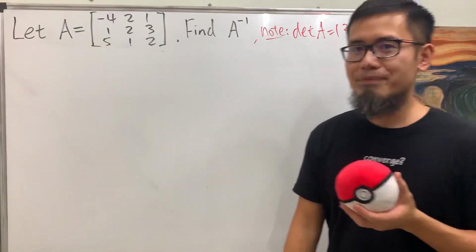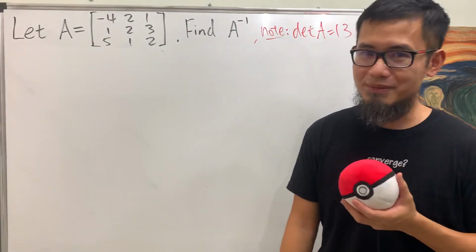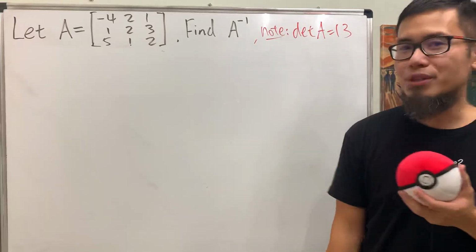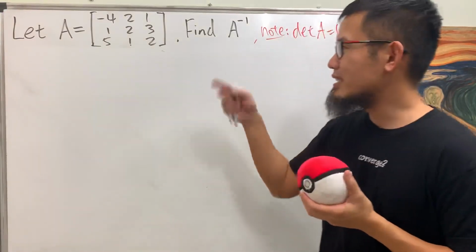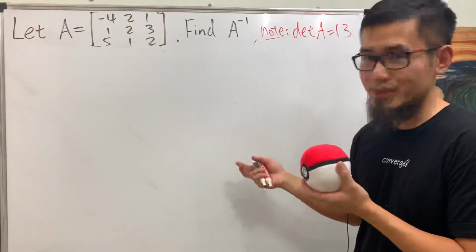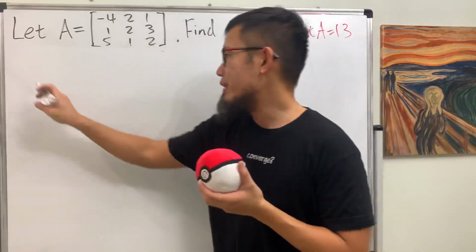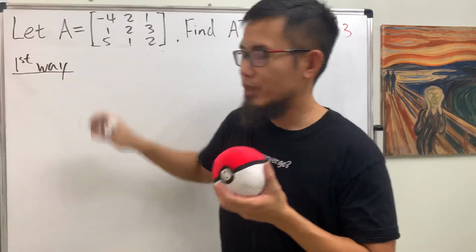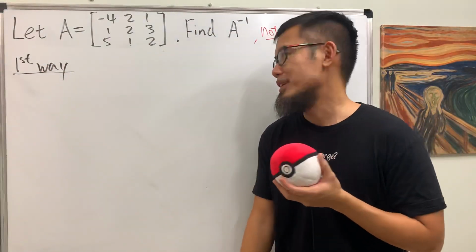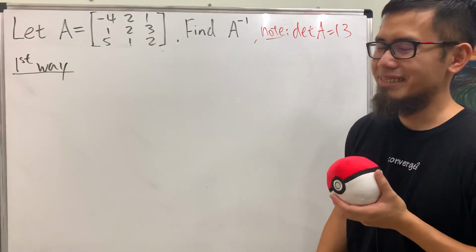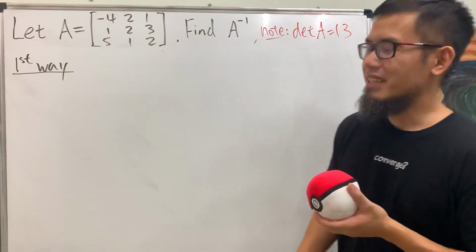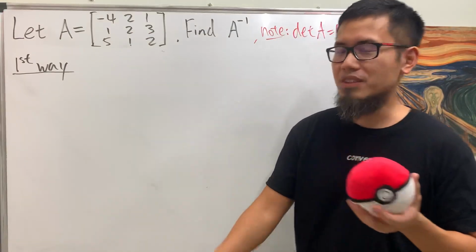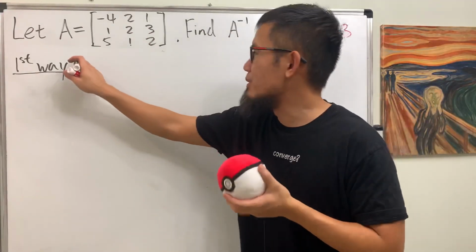Keep in mind, not all the matrices have inverse. Sometimes you might want to compute the determinant first. Make sure it's not equal to 0, so you can do the following. Alright, for the first way, in my opinion, this is the easiest to remember. Not necessarily the easiest to compute, because none of this is easy, right? So I think it's going to take me 30 minutes for this video, but anyway, we'll just go.